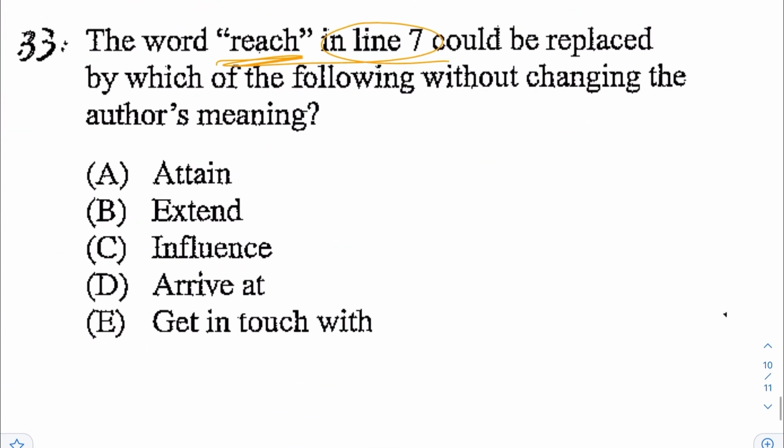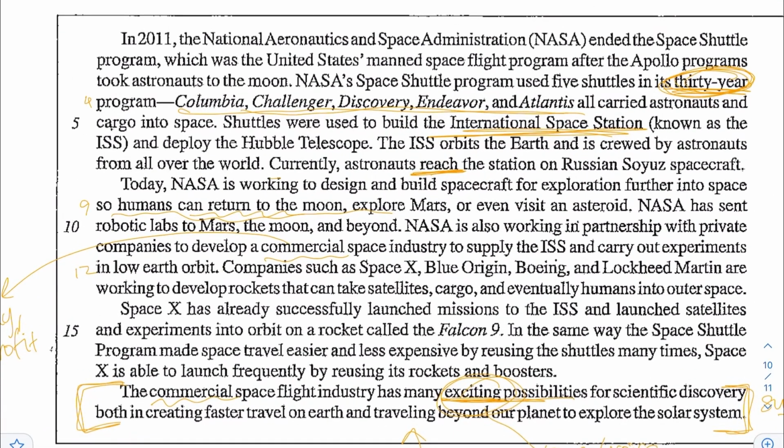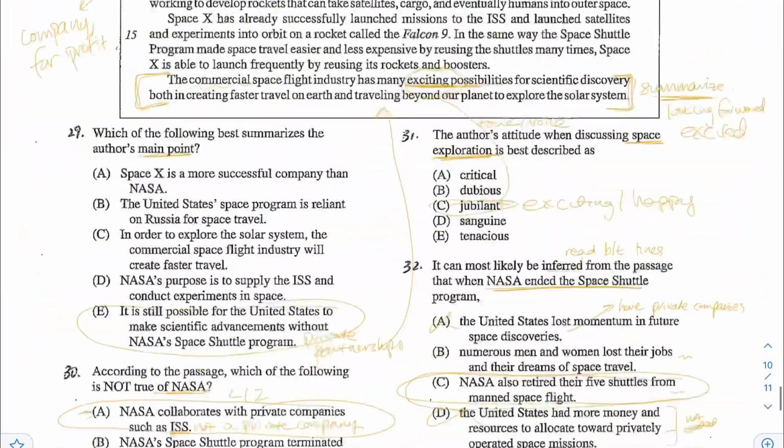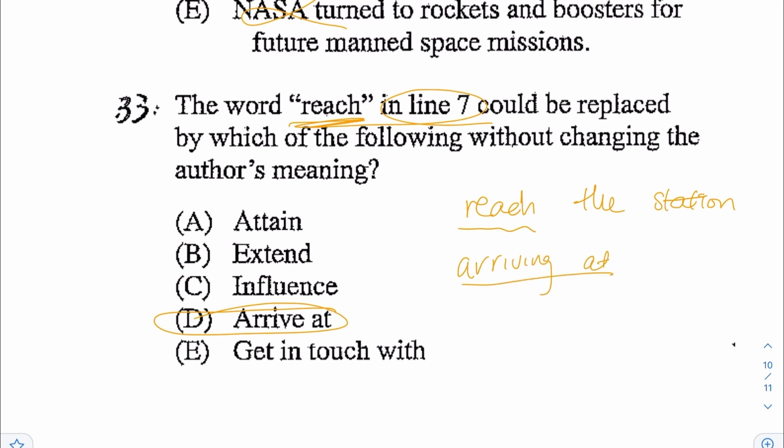Finally, for number 33, the word reach in line 7 could be replaced by which of the following without changing the author's meaning. I go back to line 7. Currently, astronauts reach the station on the Russian Soyuz spacecraft. When you reach the station, you are arriving at the station. It's choice C. You're going there, like when you reached your destination. That's like you're arriving at your destination.